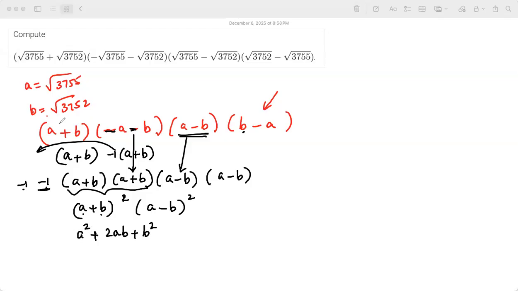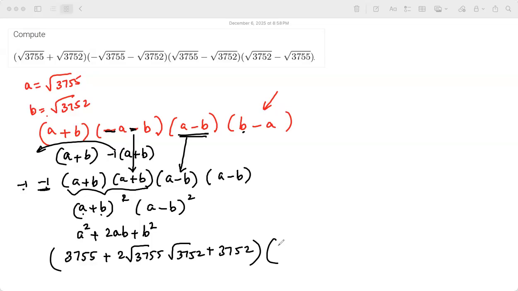If you think about it, a squared is 3755. And b squared would be 3752. Right? Plus b squared is 3752. However, when I multiply with (a minus b) the whole squared, it is a squared minus 2ab plus b squared.